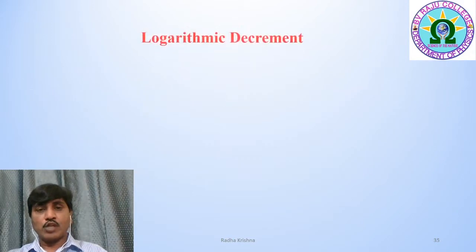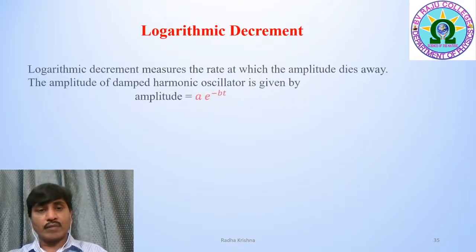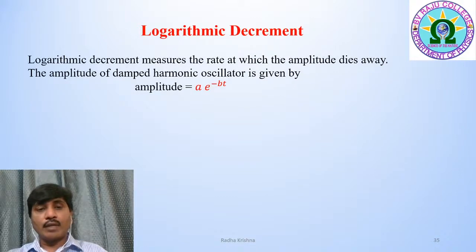Now the next topic is logarithmic decrement. Logarithmic decrement measures the rate at which the amplitude of a damped harmonic oscillator dies away. That means in the case of a damped harmonic oscillator, the oscillations decrease gradually due to frictional forces arising from the surrounding air medium. So the amplitude of a damped harmonic oscillator decreases gradually with time and ultimately dies away.